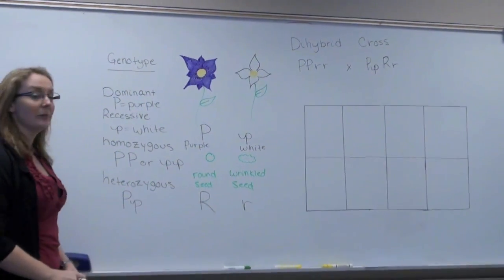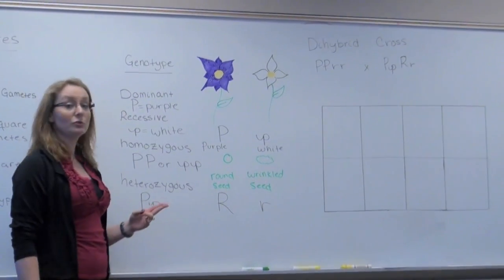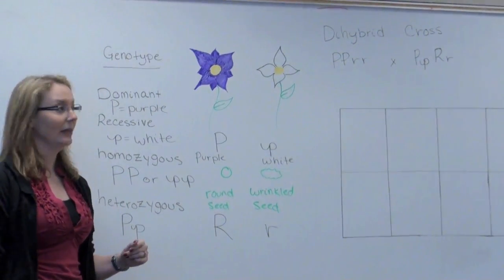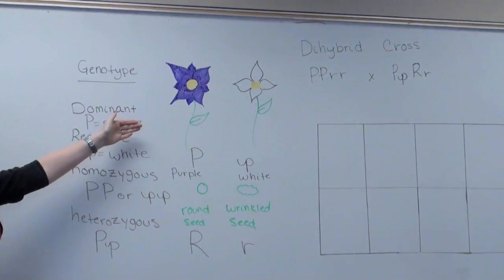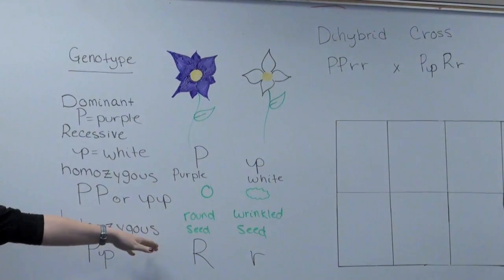So, with a dihybrid cross, you're dealing with two traits instead of one. And in this case, I've chosen to do purple and white flowers and a round or wrinkled seed.